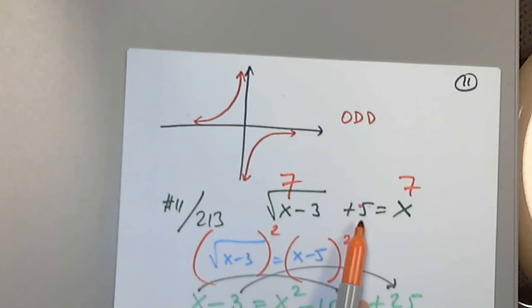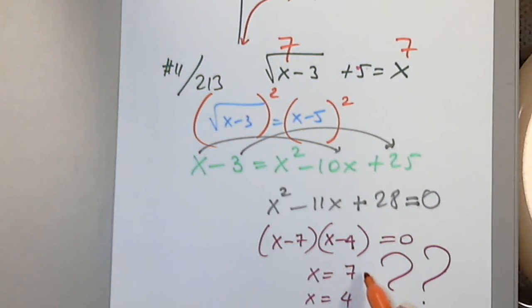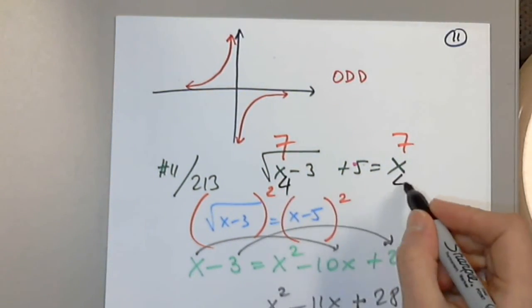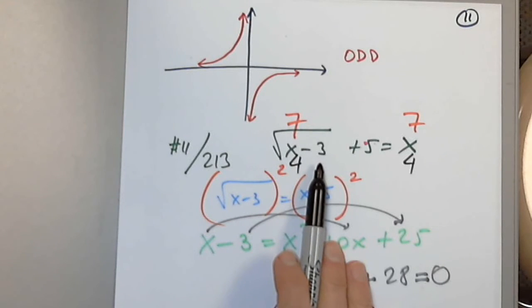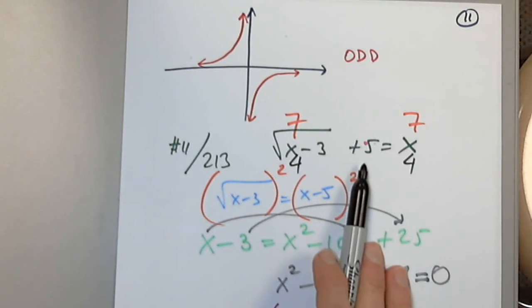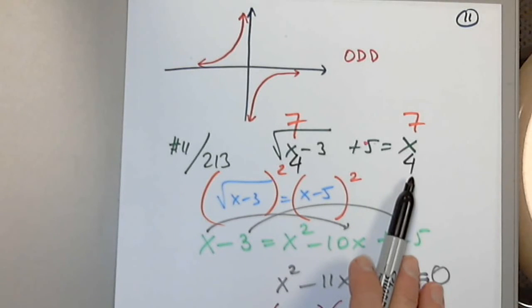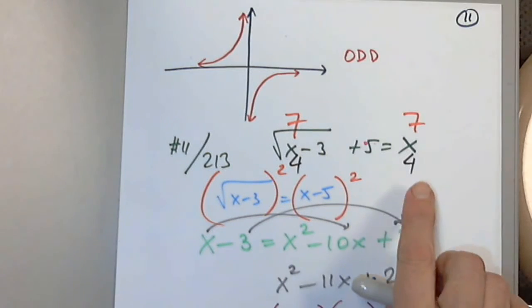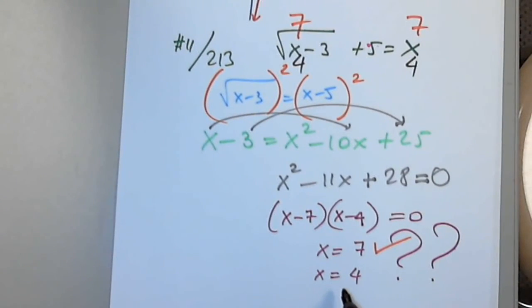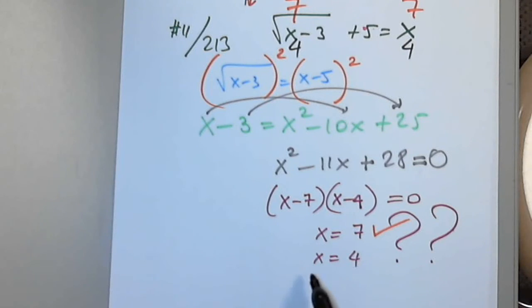2 plus 5. Would we accept 7? We have to accept 7. Now I will check 4. 4 minus 3. Square root of 1. 1 plus 5. 6. What do I have on the other side? 4. Is 6 the same thing with 4? Nope. What do we have to do with x? Roll it out. X equals 4 does not work.